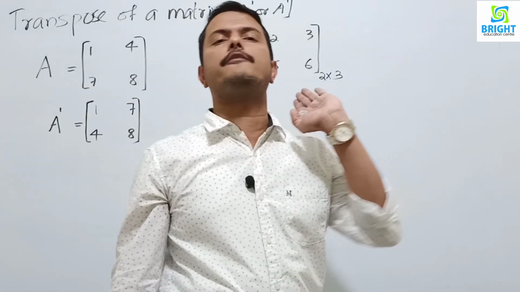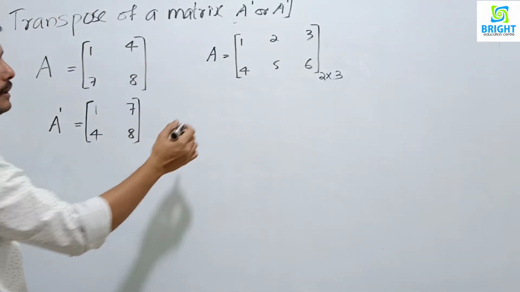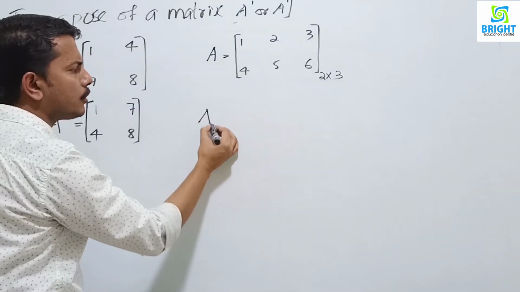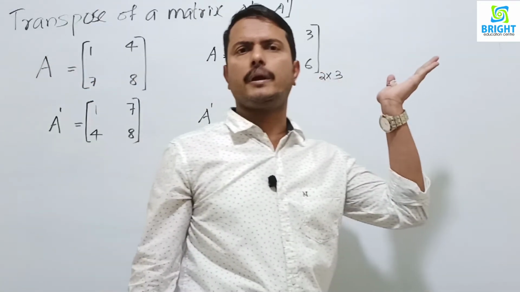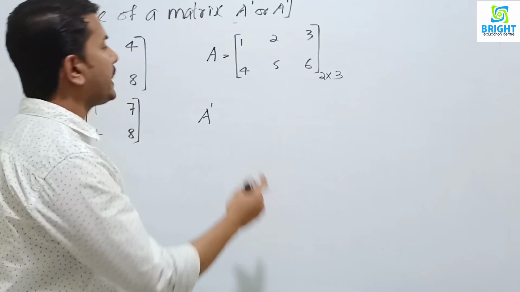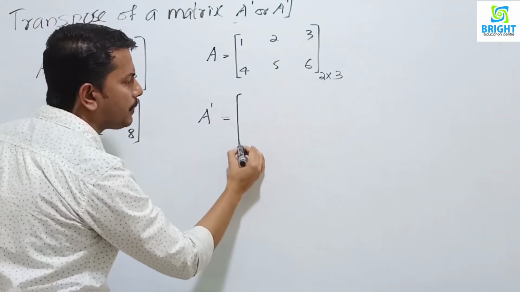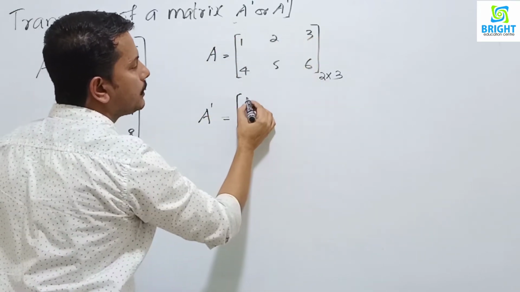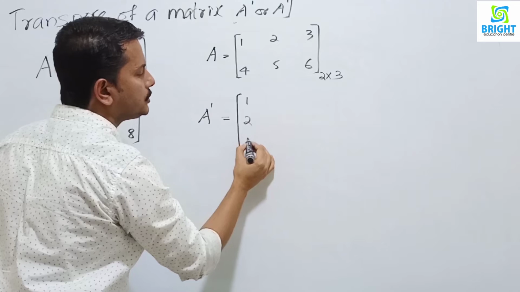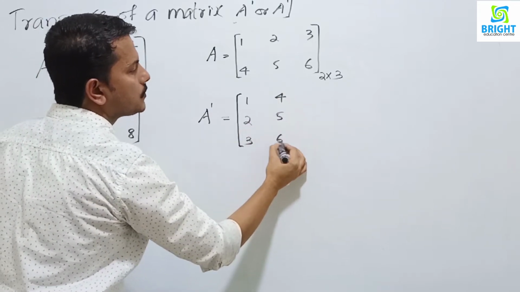According to our definition of transpose, what should be the order of the transpose of the matrix? It is usually denoted by A dash. In certain textbooks you can see A T, A transpose, also. So A dash will be obtained by, tell me students, what will that be? 1, 2, 3 will become the first column itself. So 1, 2, 3, 4, 5, 6.